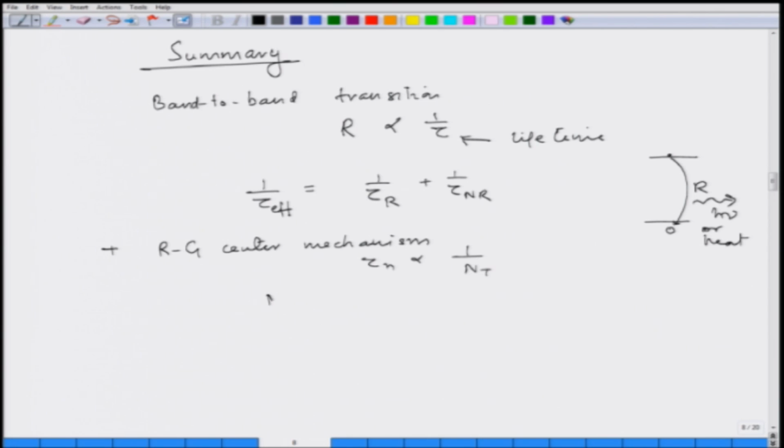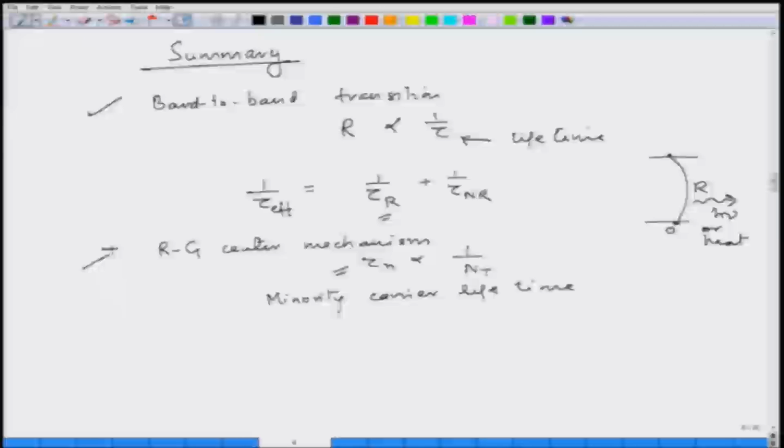This is the minority carrier lifetime. Minority carrier lifetime is related to the R-G center mechanism, and this should not be confused with the radiative lifetime which we discussed earlier. Basically, what we have been doing is looking at single processes and how to deal with them mathematically. But if you have a material where more than one process is available, then you will look at the band to band transition, which may be giving you the light out, and also add the R-G center mechanism to that.